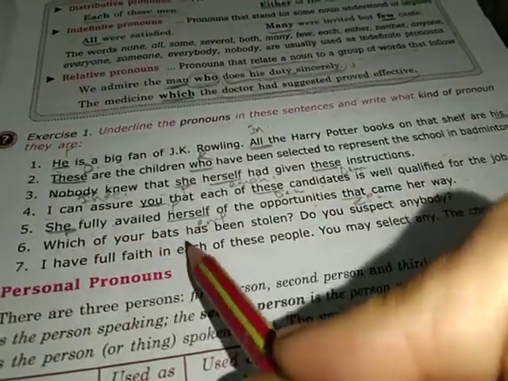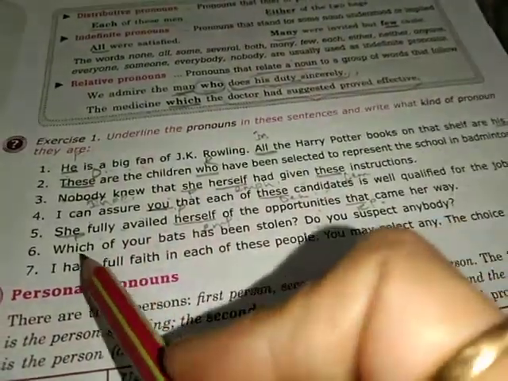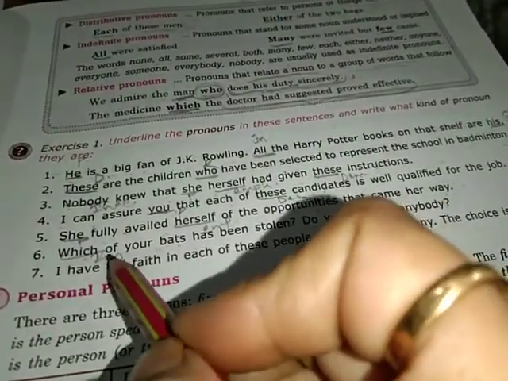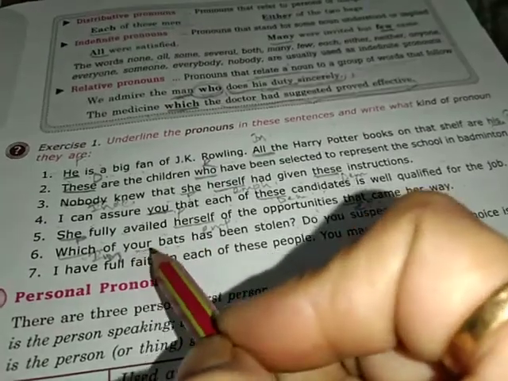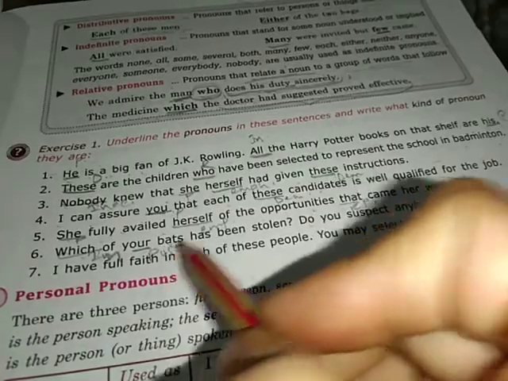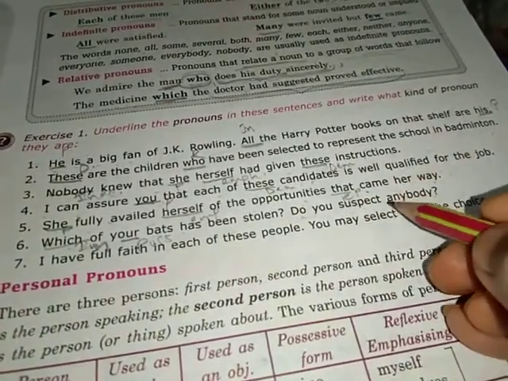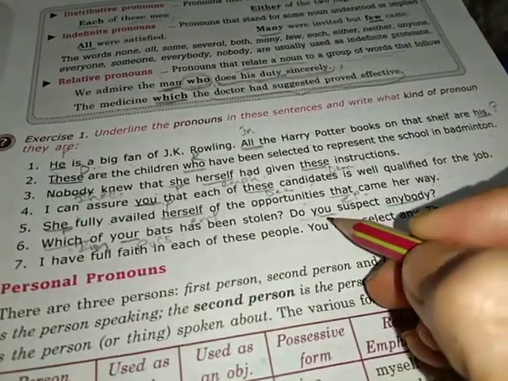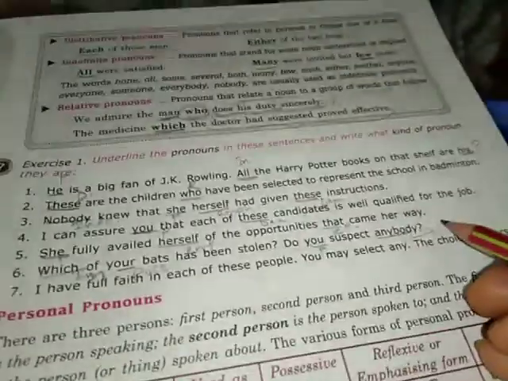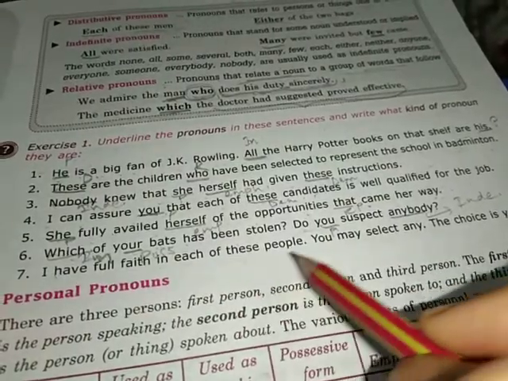Which of your bats has been stolen? Do you suspect anybody? Which of your bats, which is an interrogative pronoun, of your bat, your is a possessive pronoun, right? Your bat has been stolen. Do you suspect anybody? Anybody here. You is again a personal pronoun. Anybody is an indefinite pronoun.